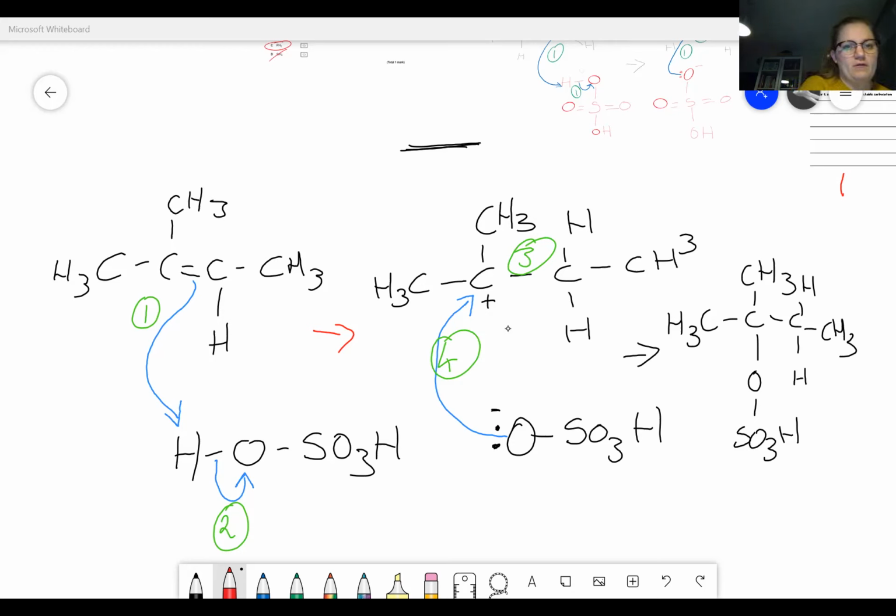So 2-methylbut-2-ene reacts with concentrated sulfuric acid. You're going to need to know what the process is and then draw your process out, making sure you're including those curly arrows.